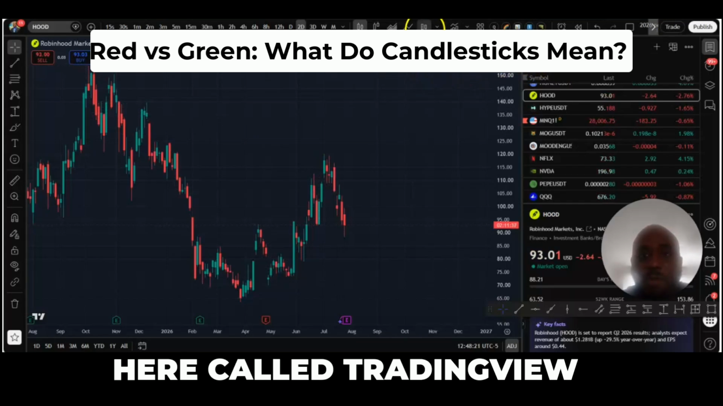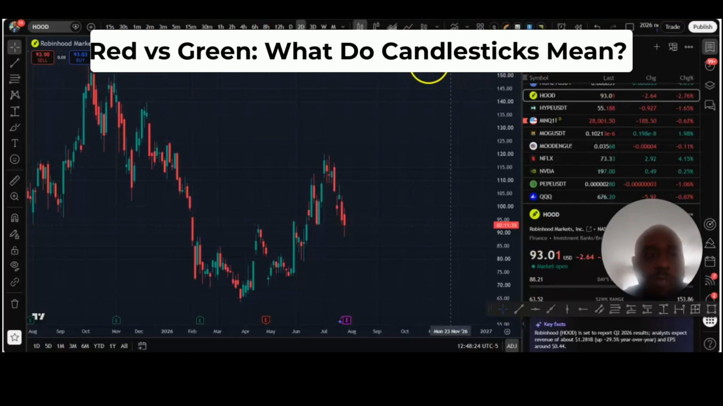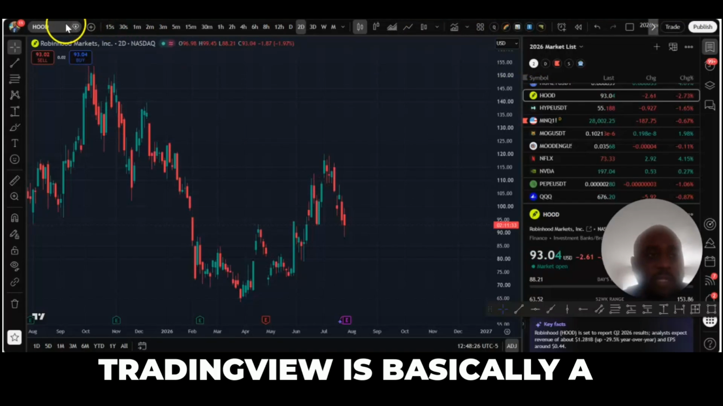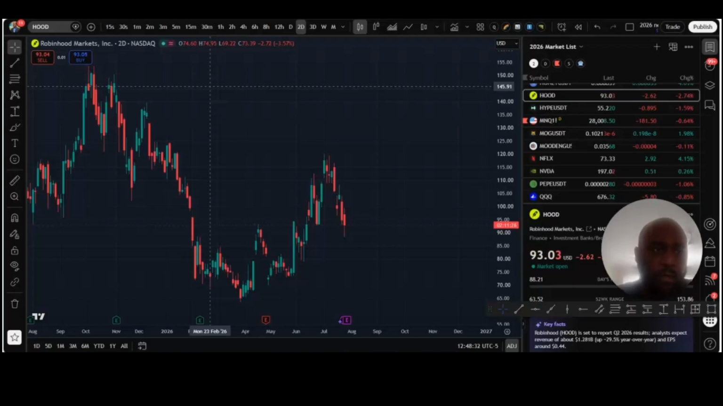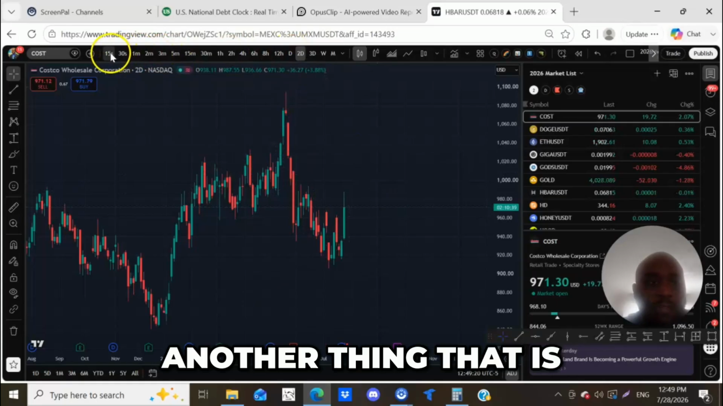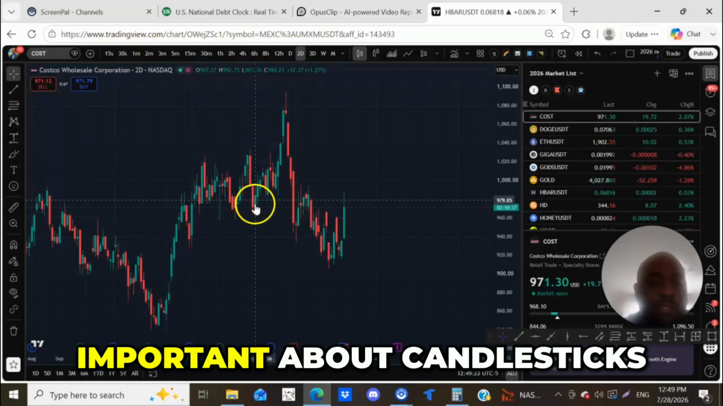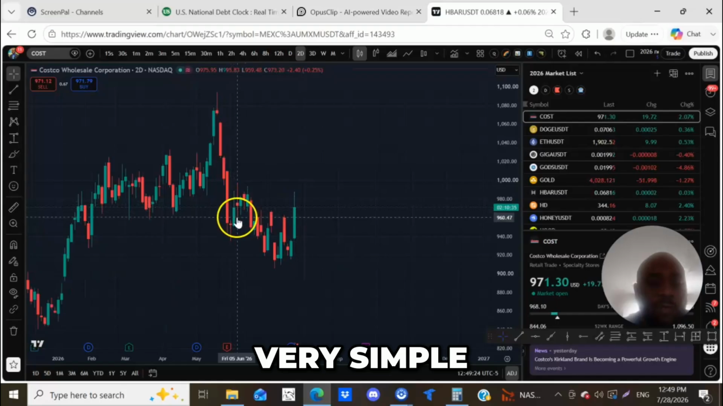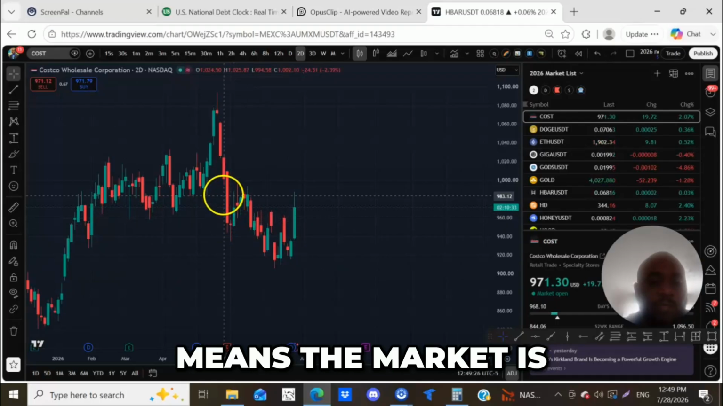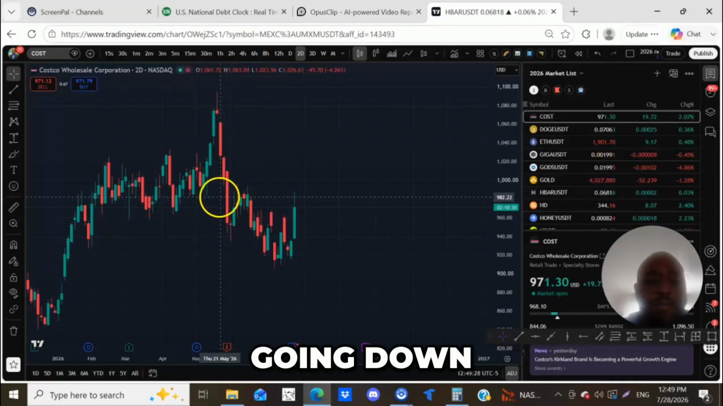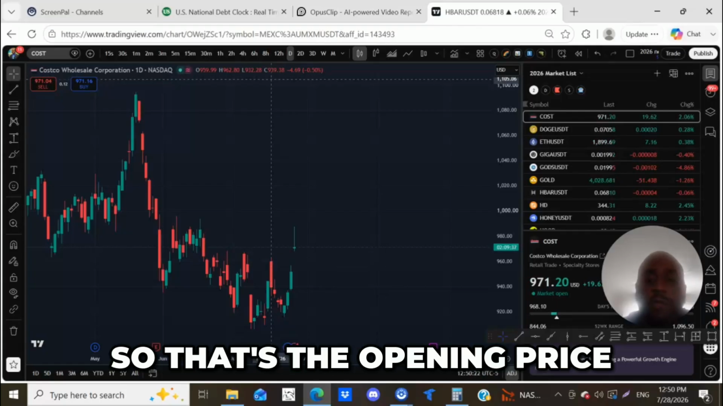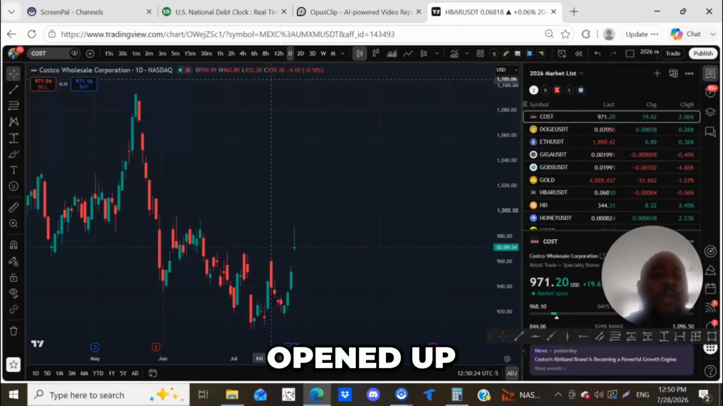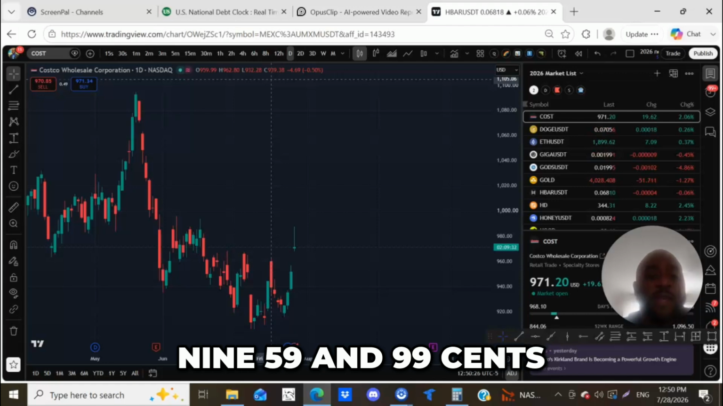in a platform here called TradingView, and TradingView is basically a platform that gives you any activity, any price action on investments. Another thing that is important about candlesticks, we're going to keep it very simple. The green means the market is going up, the red means it's going down. What the O stands for is opening. So that's the opening price. So when the market opened up, it opened up at 959.99.